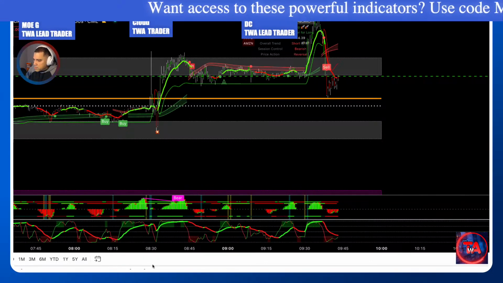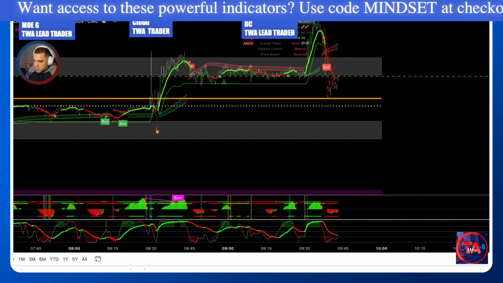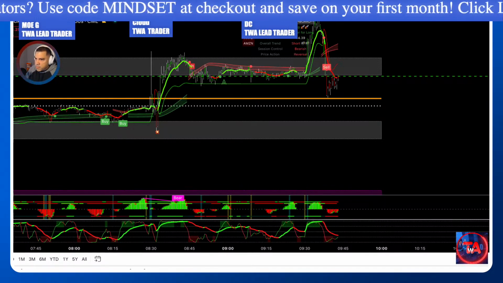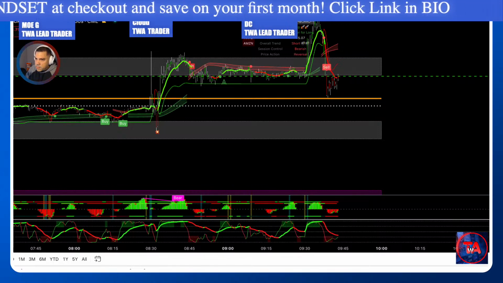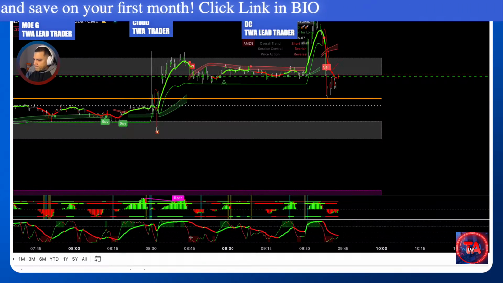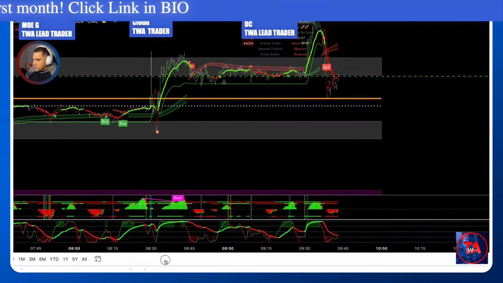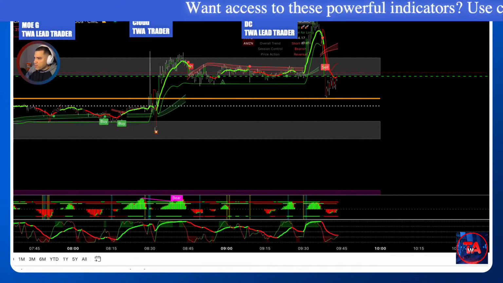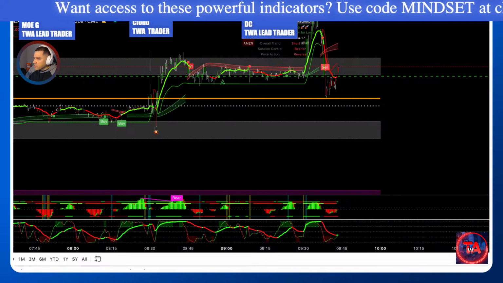Are you not entertained? Let's see. I feel like it can get really entertaining if we can get above VWAP. Really entertaining. As long as we stay above VWAP, I think we can. How much do I want to risk on this long? Let's see.